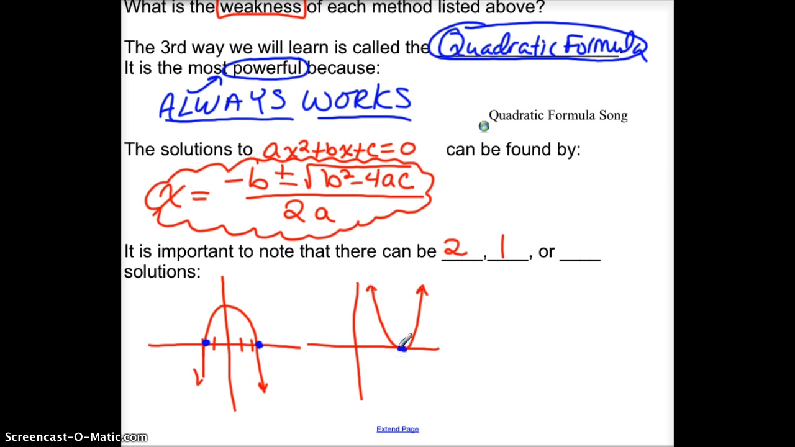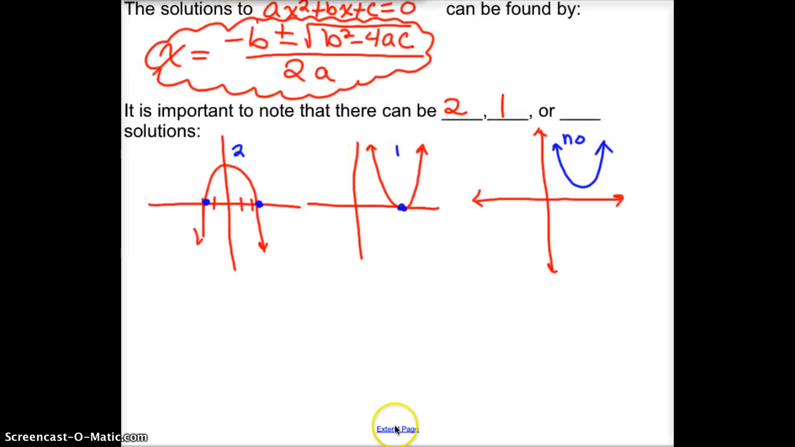It's also possible that there are no solutions. I'm going to briefly discuss these; you'll discuss in more detail in Algebra 2 what happens with these. But notice, two solutions because it hits twice, one solution because it hits only once, and no solutions because it never hits. Well, what would that look like in my formula? You'll notice in the formula there's this plus or minus, and that's what gives you two solutions.